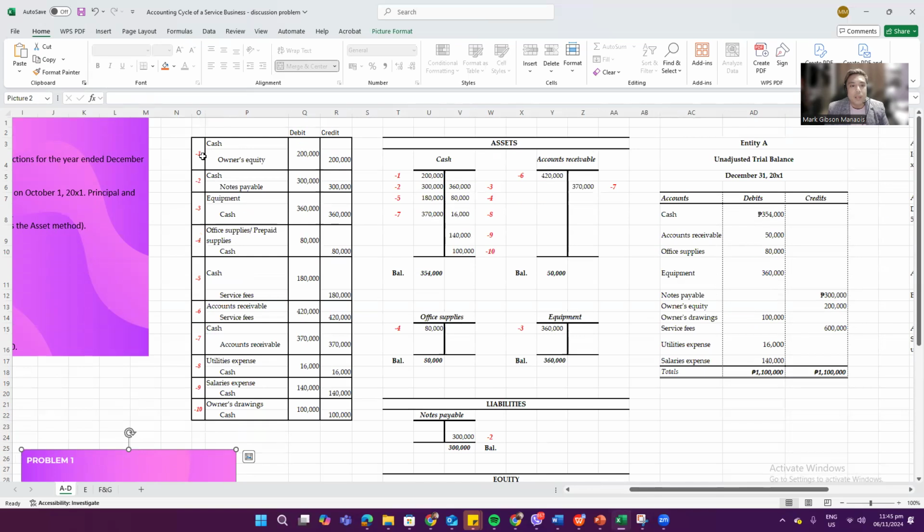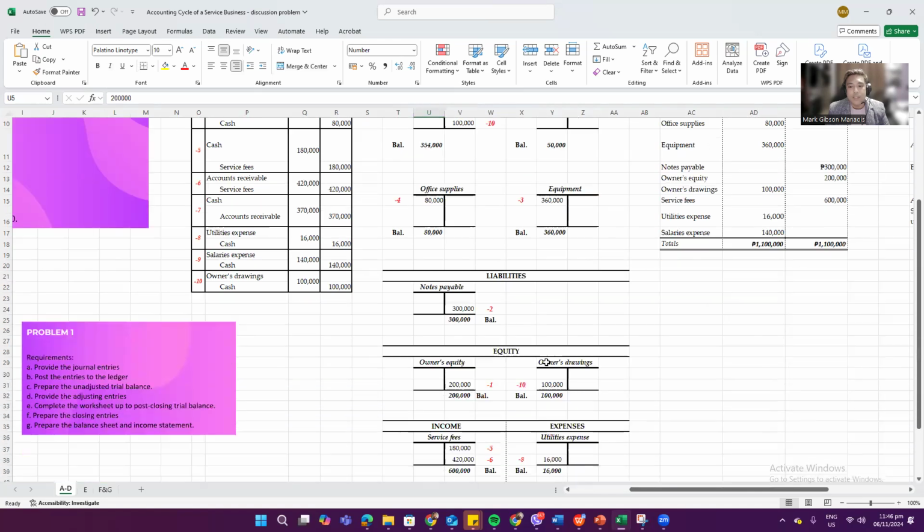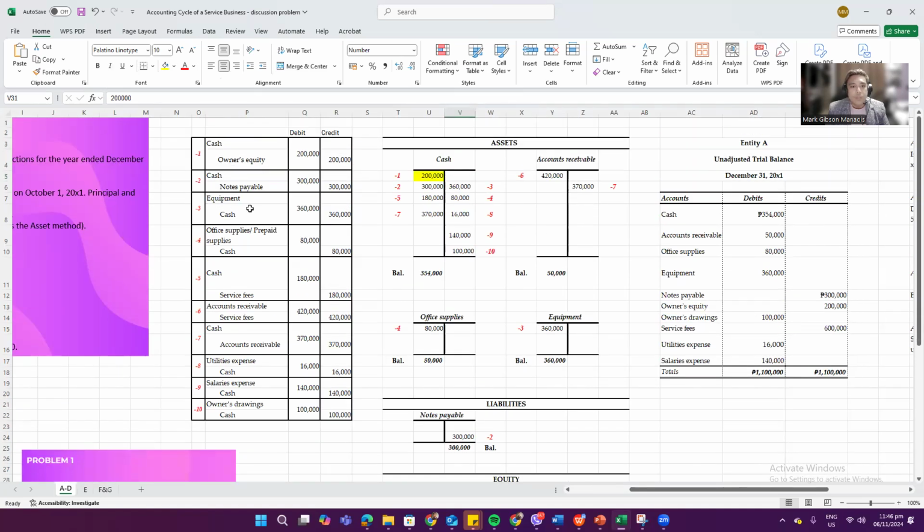So entry 1, cash and owner's equity. So may debit tayo na 200,000 dyan, and credit owner's equity. So punta tayo sa equity. So that's 200,000. Gawin pa natin sa number 2. Debit cash of 300,000 and then credit notes payable. Notes payable under the liability side. Pahin tayo dyan.